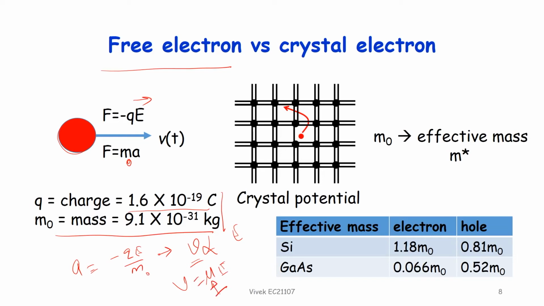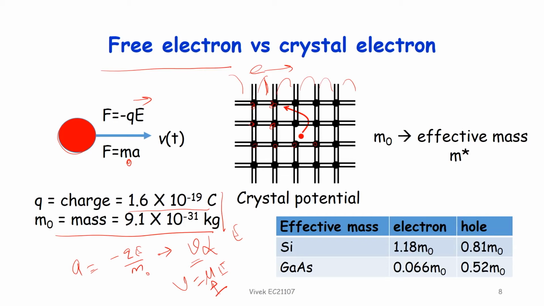Now you compare this free electron with the electron in the crystal. So in a crystal, what happens? Let's say you have just pure silicon. These nuclei are there, and they are positively charged. So they will give some kind of potential, some potential well type of thing. So when an electron is moving through this crystal, it is experiencing a periodic potential.